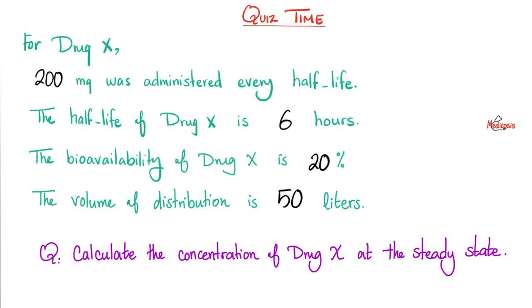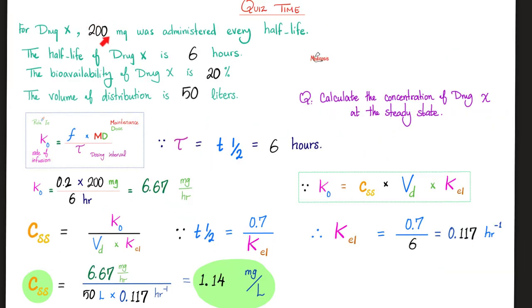Quiz time. Read and pause. So as you see here, I have 200 milligrams administered every half-life. What's that? That's the maintenance dose. Administered every half-life, so the TAV or the dosing interval is the same as the half-life. What's the half-life here? 6 hours. Can you calculate the rate of infusion? Sure, the rate of infusion, or K0 or R0, equals the bioavailability, 20% or 0.2, multiplied by the maintenance dose, 200 milligrams, over the TAV, which is the same as the half-life, 6 hours. Do the math, it's 6.67 milligrams per hour.